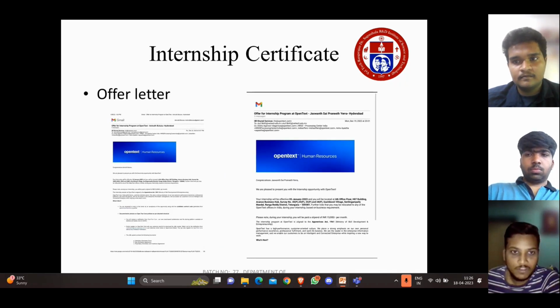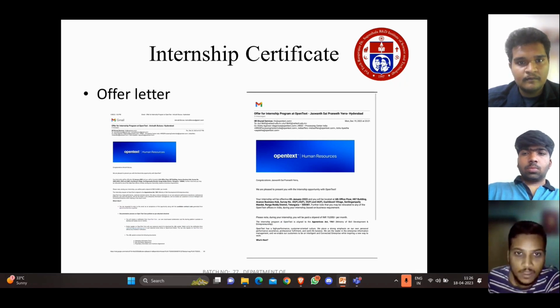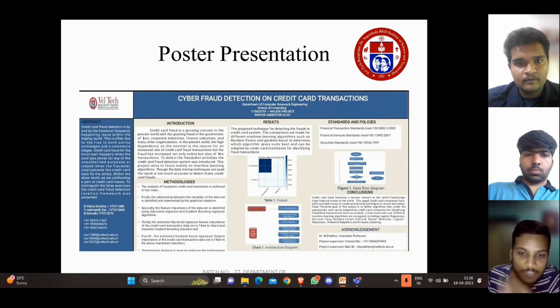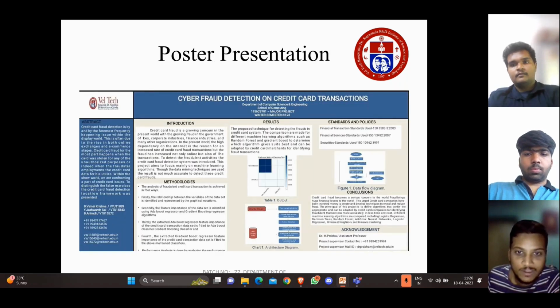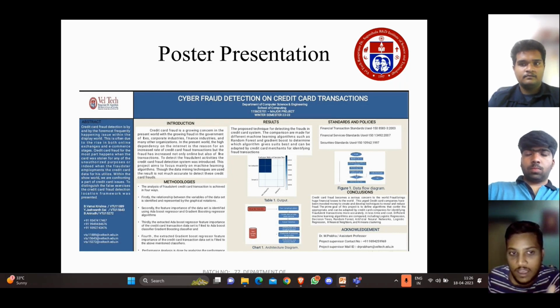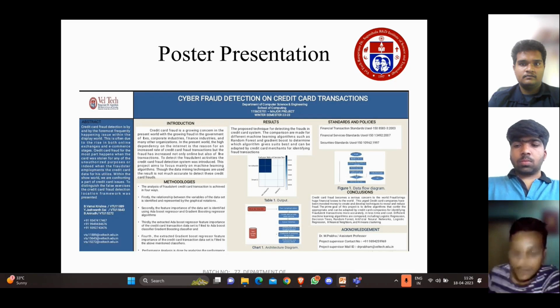And these are our offer letters, which were given by the company, and this is our poster presentation, in which we have explained everything about our methodology, introduction, and our results. We have the standards and policies we have used, we have given the conclusion, and we have mentioned all our details, our mail IDs and phone numbers, and our guide, who also worked on this project, and we can contact her anytime you want.